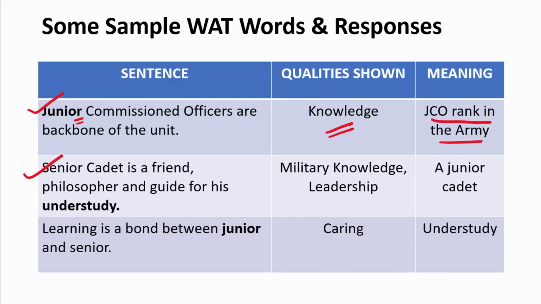Next, you can also write, senior cadet is a friend, philosopher, and guide for his understudy. Now you can see the word junior is not used in this sentence, but instead its antonym or opposite, that is the word understudy, is used.